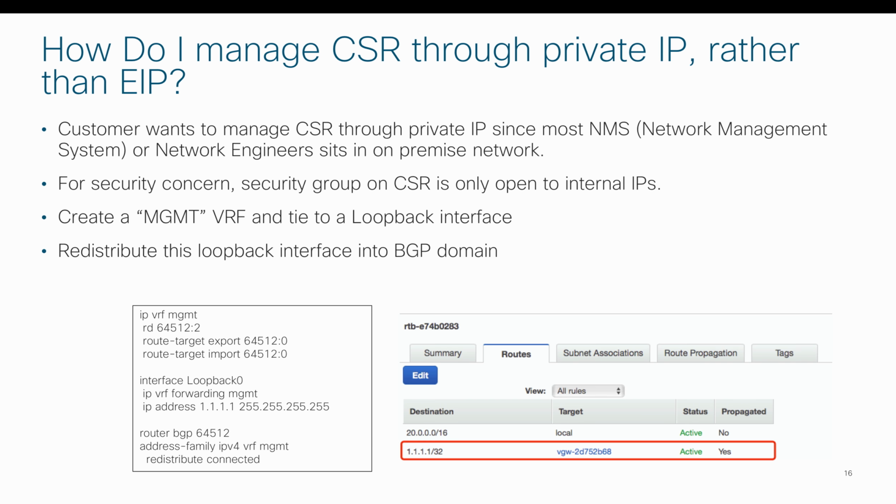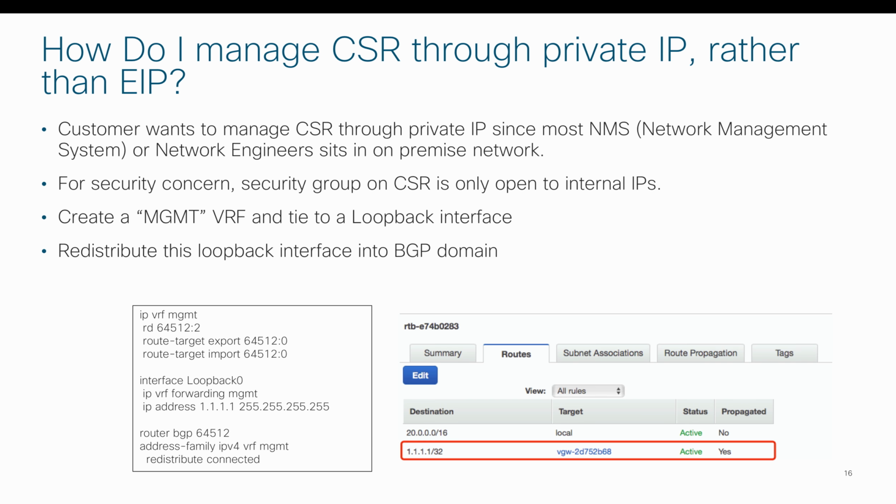The other question that comes up often is how do I manage the CSR through a private IP rather than an elastic IP? Or you probably notice that you cannot access the CSR local IP from a spoke VPC. You don't see that route. That is because we are using BGP routing, and the GigabitEthernet 1 interface on the CSR is under a global VRF. We don't advertise that prefix into BGP, so the spoke doesn't learn that route.